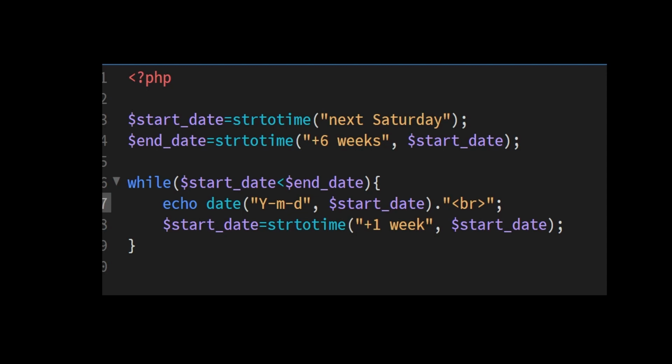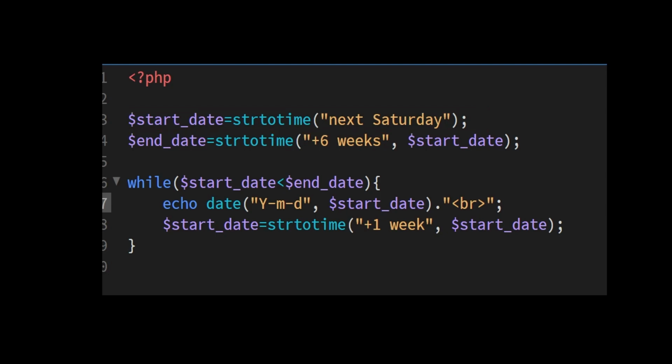This PHP code generates a list of dates starting from the next upcoming Saturday and continuing for 6 weeks. Let's break down what each part of the code does. This line sets the initial start date to the next upcoming Saturday. As we discussed before, strtotime is a PHP function that converts a human-readable date-time string into a Unix timestamp. In this case, Saturday is used as the input, so it finds the timestamp for the next Saturday from the current date.